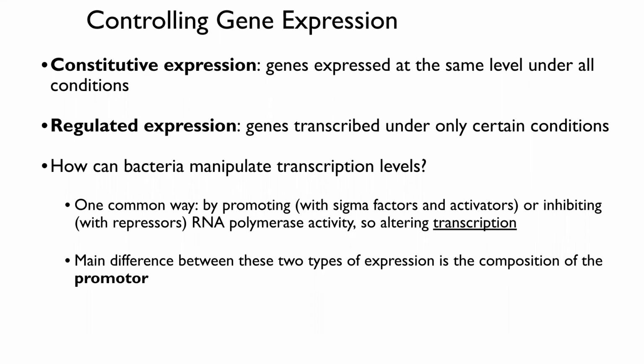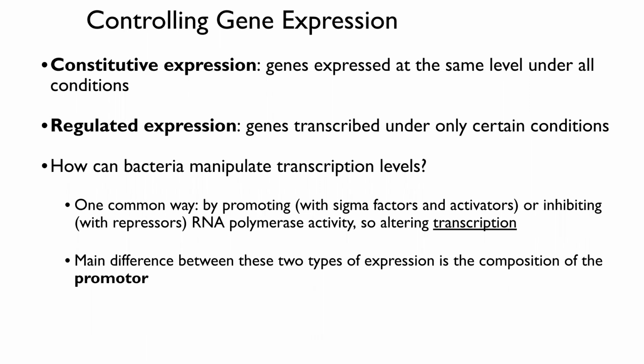And so the question we're going to ask is, how can bacteria manipulate transcription levels? Well, there's one common way. It's by promoting with what we call a sigma factor and activators, or inhibiting with repressors, RNA polymerase activity. So we're altering transcription directly. So taking DNA and making it into RNA. And then that RNA is then made into a protein. Now, the main difference between these two types is the composition of the promoter.